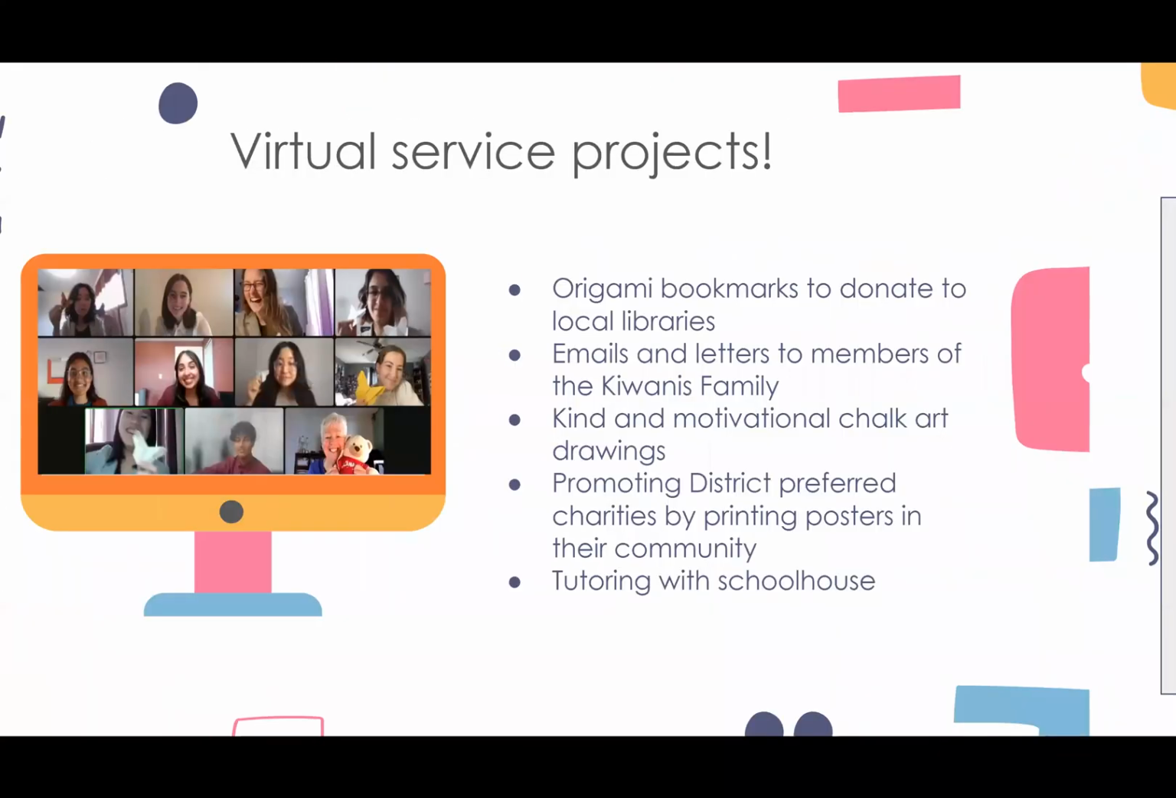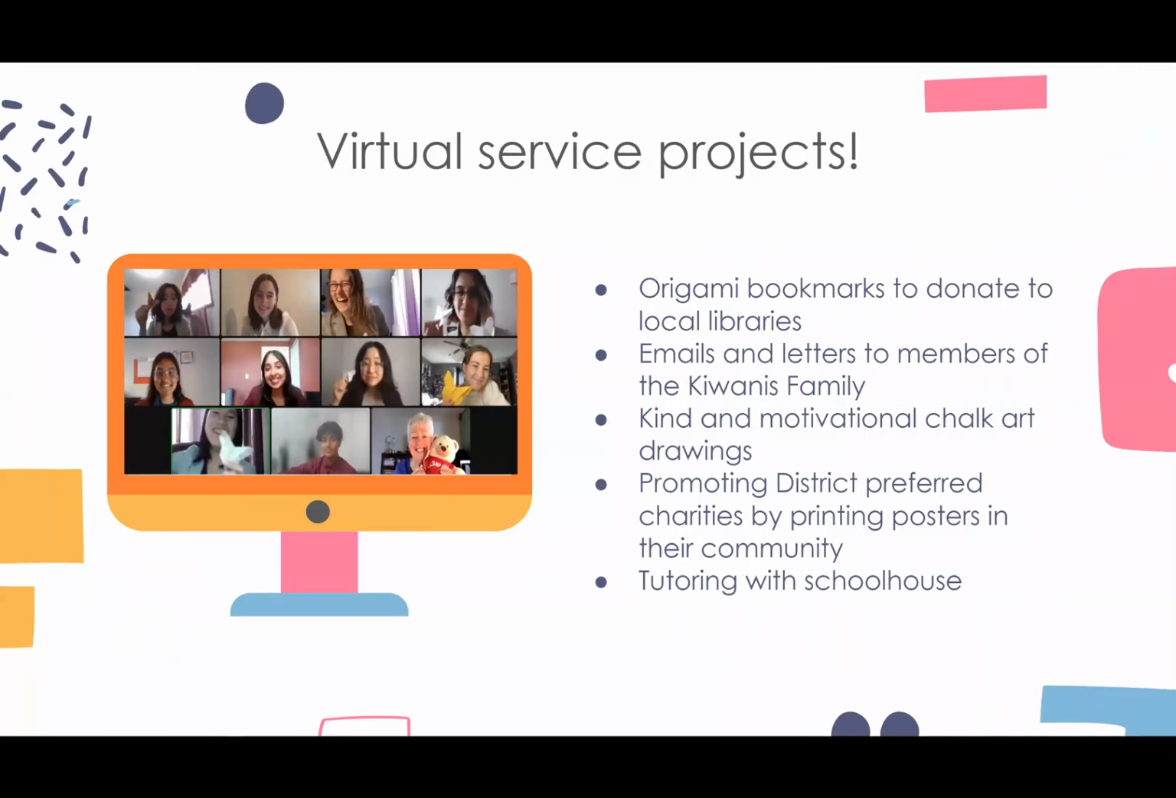That's so great. So here are some examples of virtual service projects. Starting off with origami bookmarks that we donated to local libraries, which we might just get to at the end of this presentation if we have some extra time. We have written emails and letters to members of the Kiwanis family or people that have really impacted our Key Club journeys. Also writing kind and motivational chalk art drawings, which was actually a district project this past year.